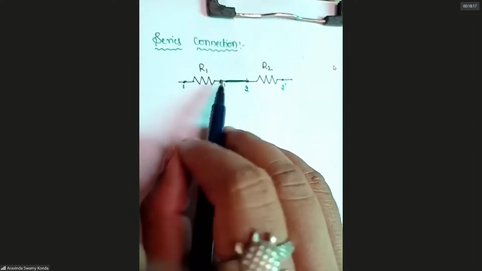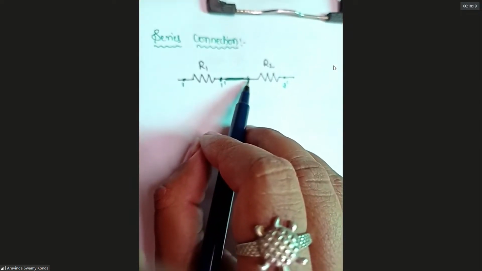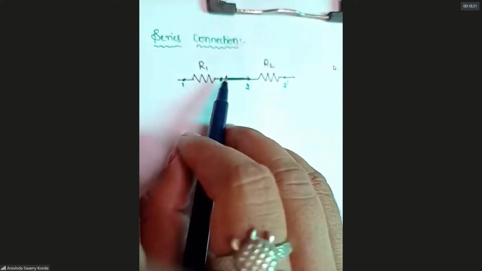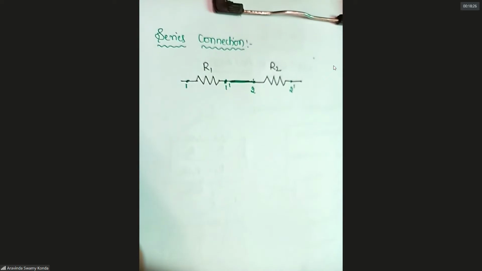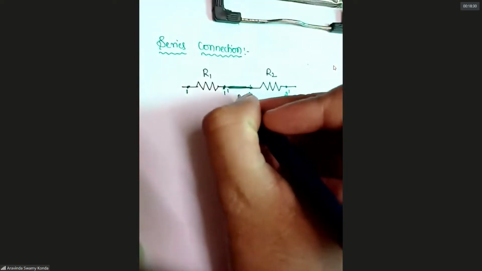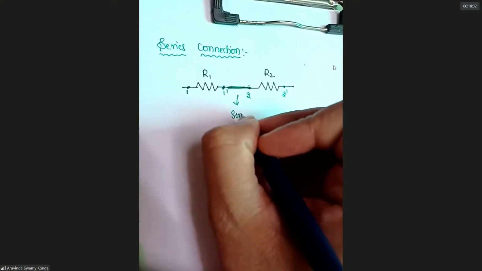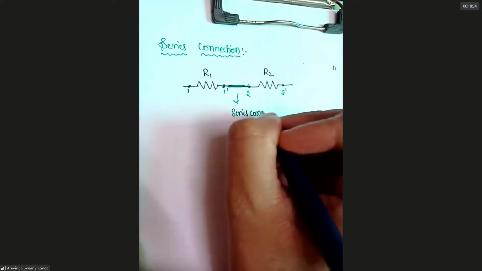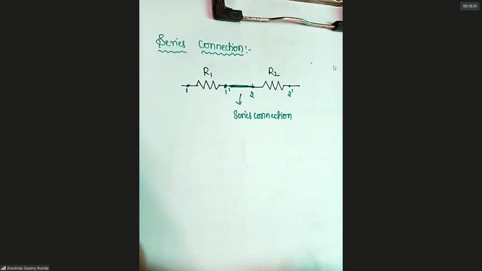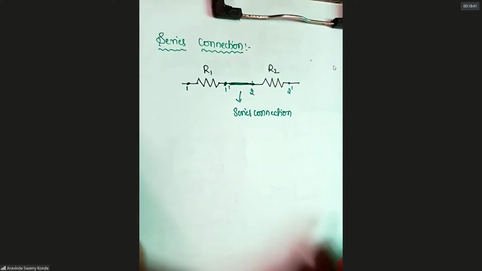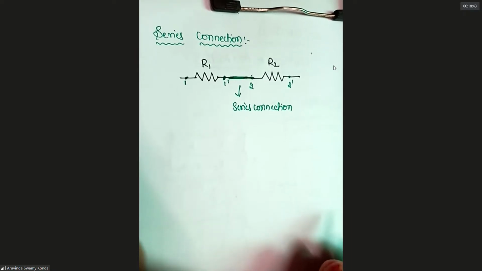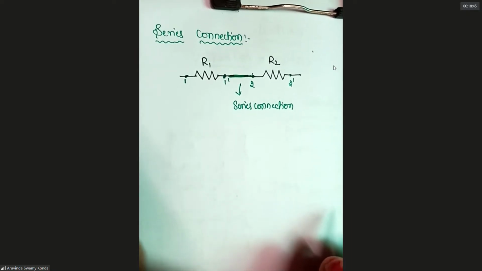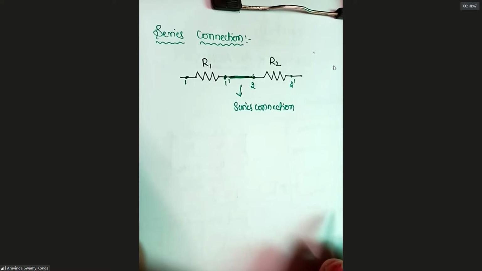So if you connect these two, the second terminal is connected to the first terminal of the other resistor. This connection you call a series connection. Am I clear up to now? Any doubt? Is it understandable to all of you?